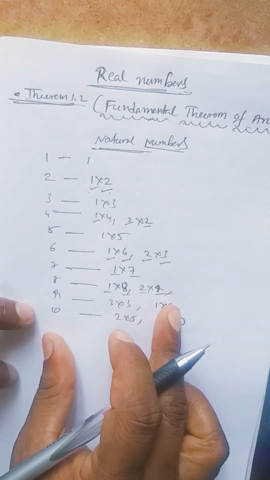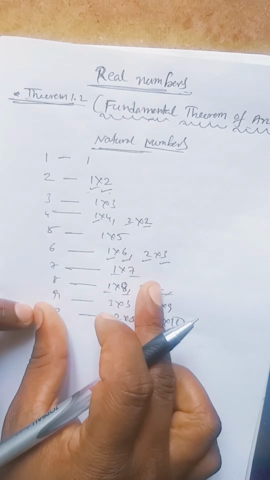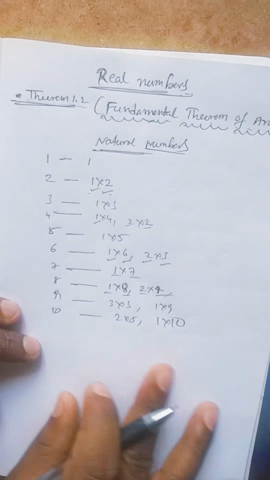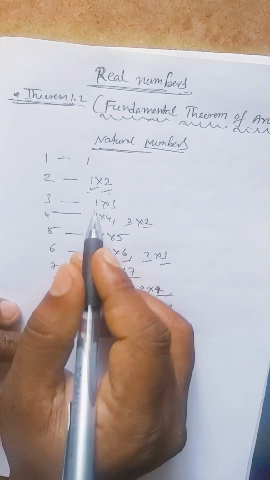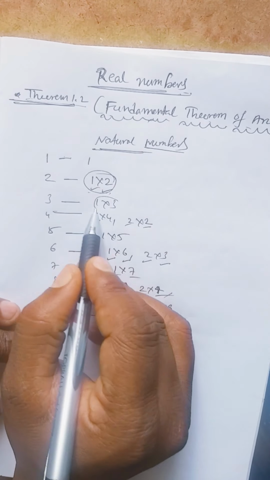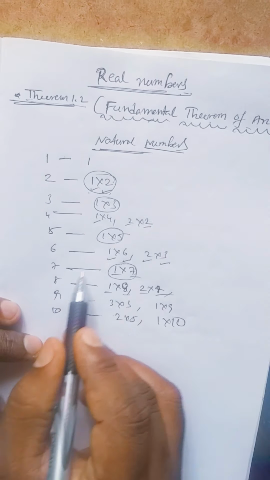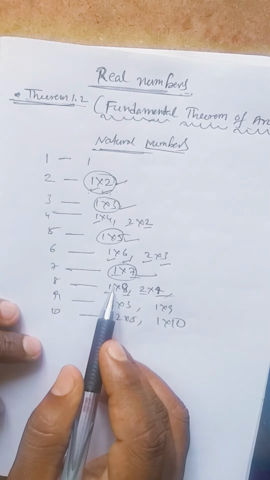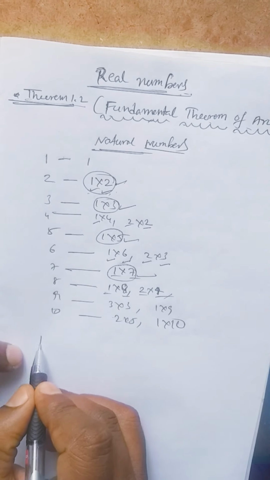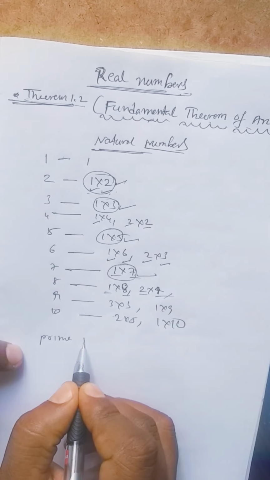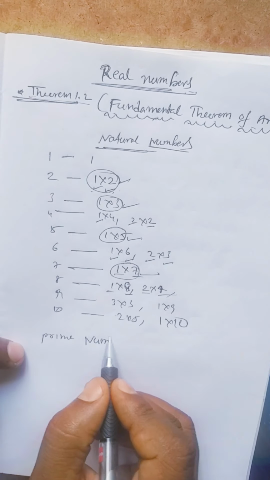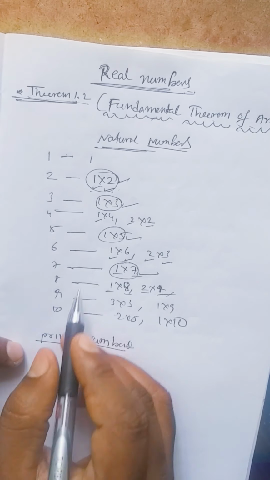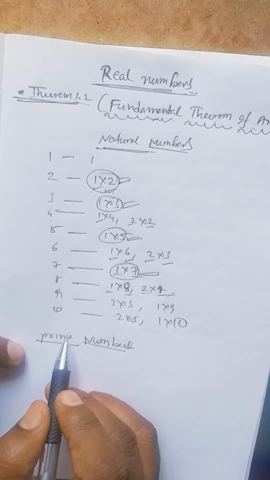We can take so many numbers, but I am taking only these examples for discussing some properties of the natural numbers. In all these numbers, we know that some numbers have exactly two factors, like 2, 3, 5, 7. Such numbers are known as prime numbers. So in the natural numbers, the numbers that have exactly two factors are known as prime numbers.